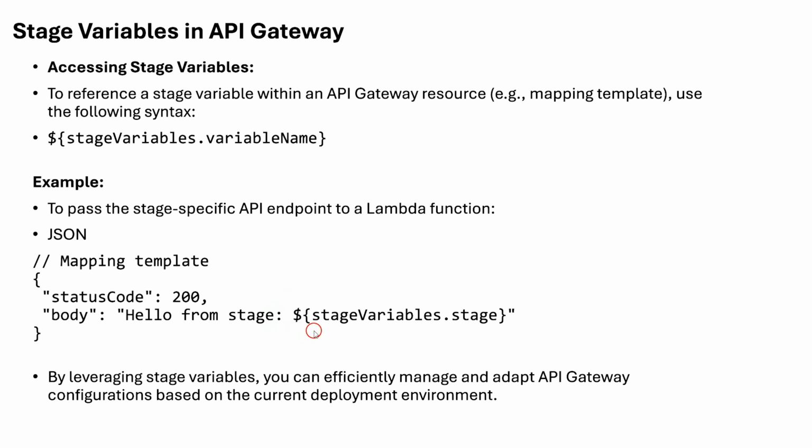By leveraging stage variables, you can effectively manage and adapt API Gateway configurations based on the current deployment environment. If your current deployment environment is dev, you can pass stageVariables.stage as dev. If it is prod, you can pass it as prod. Not only stage, you can pass username, password, URLs, whatever configurable values you want. That's about stage variables, and we covered stages and also stage variables. I hope you understand this.